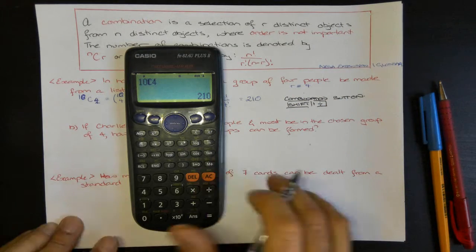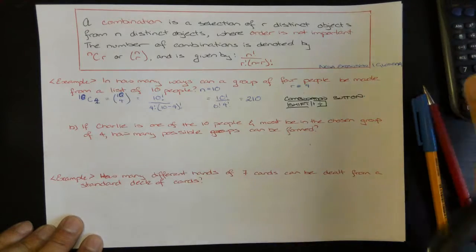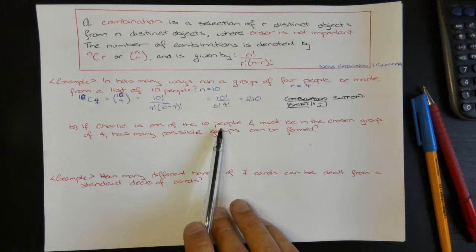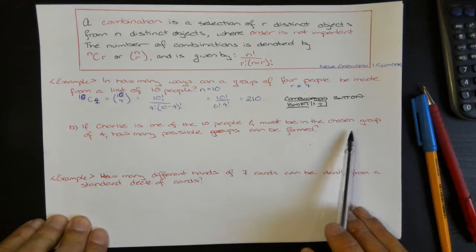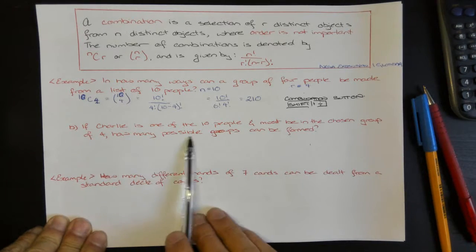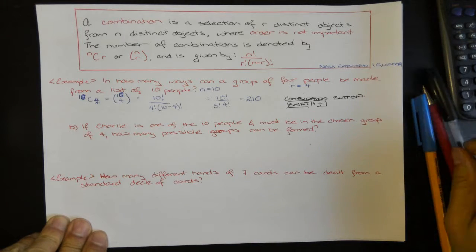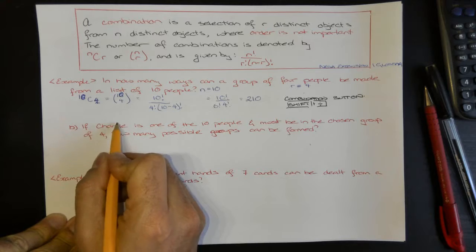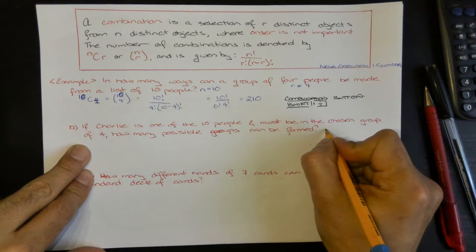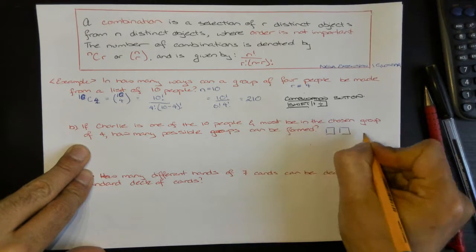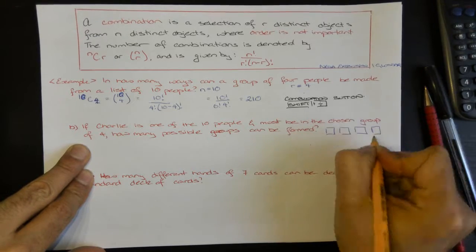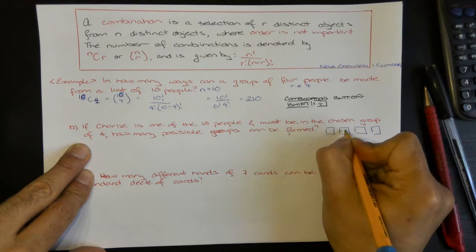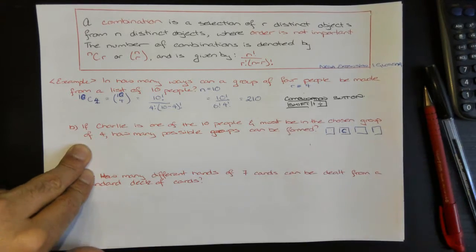Okay. All right. Now let's look at the second part. If Charlie is one of the 10 people and must be in the chosen group of 4, how many possible groups can be formed? Well, now I have a restriction. Charlie has to be in the group. So I'm basically making a group of 4 people. Charlie has to be in the group. It doesn't matter where Charlie is. It could be in the 2nd position or the 3rd or 4th.